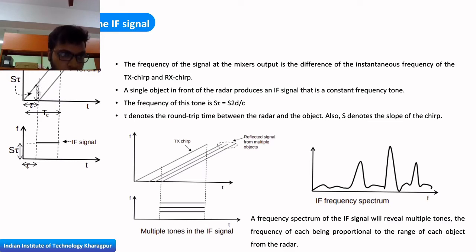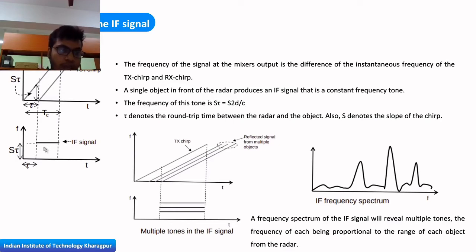So what is the actual value of this frequency? From this triangle I can see my S is basically equal to this height divided by tau. So this height is S tau, right, and tau is the round trip time. If the object is located at a distance of d, then the total round trip time will become 2d by c, where c is the speed of light. So from there I can figure out the actual frequency tone of this IF signal, which is basically S 2d by c, right.